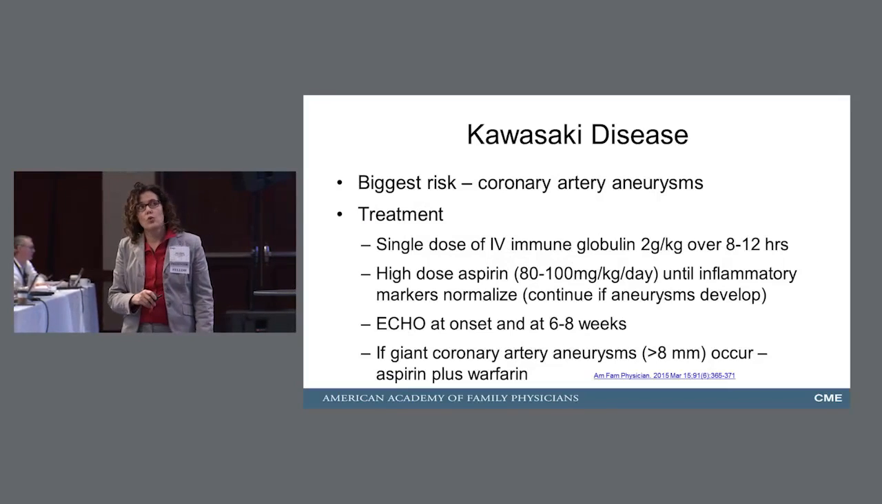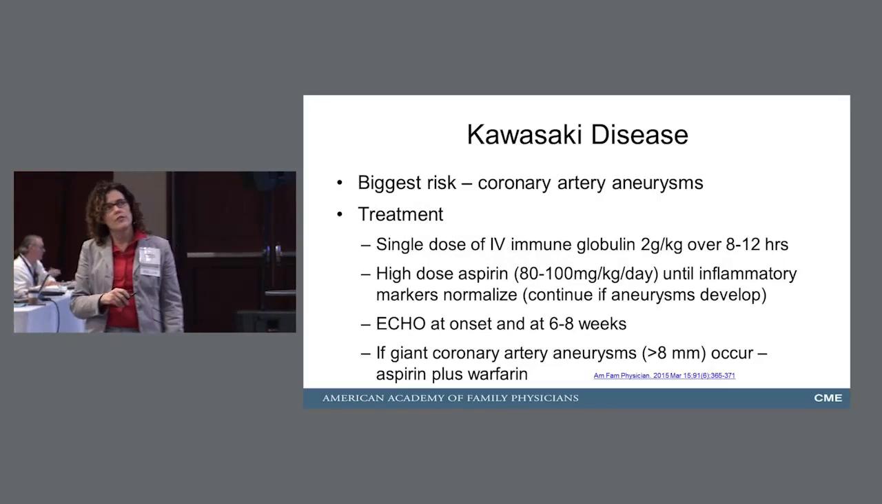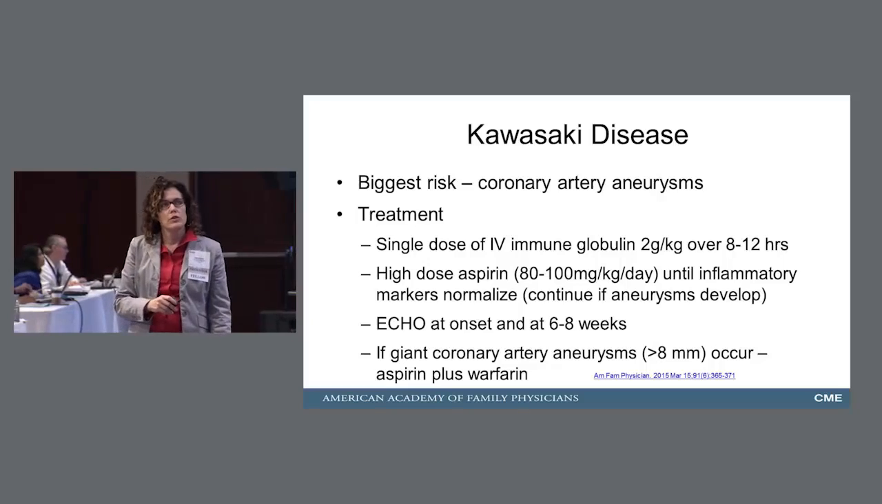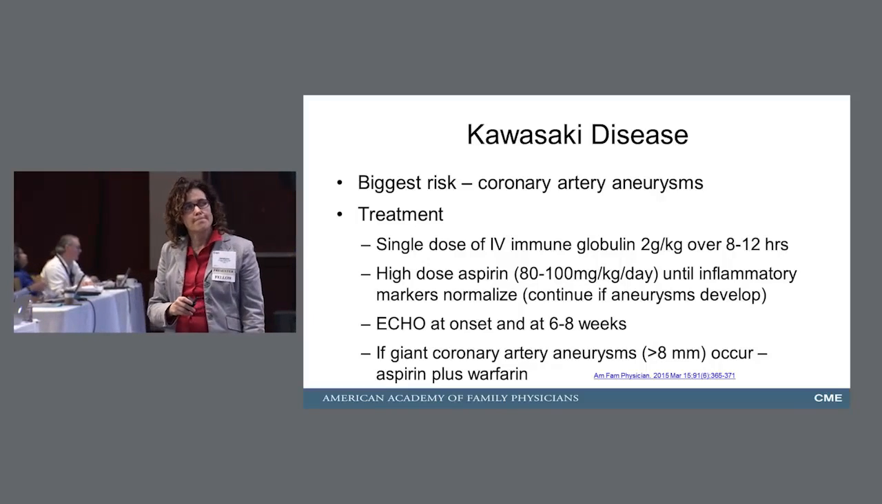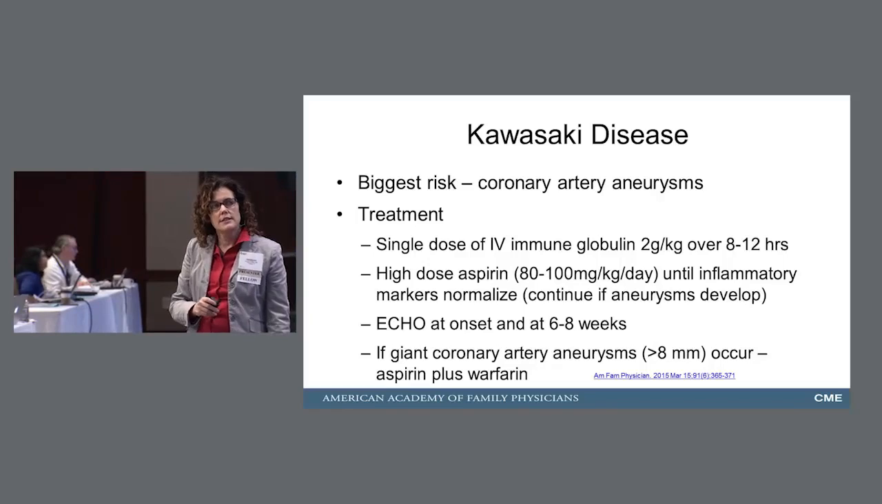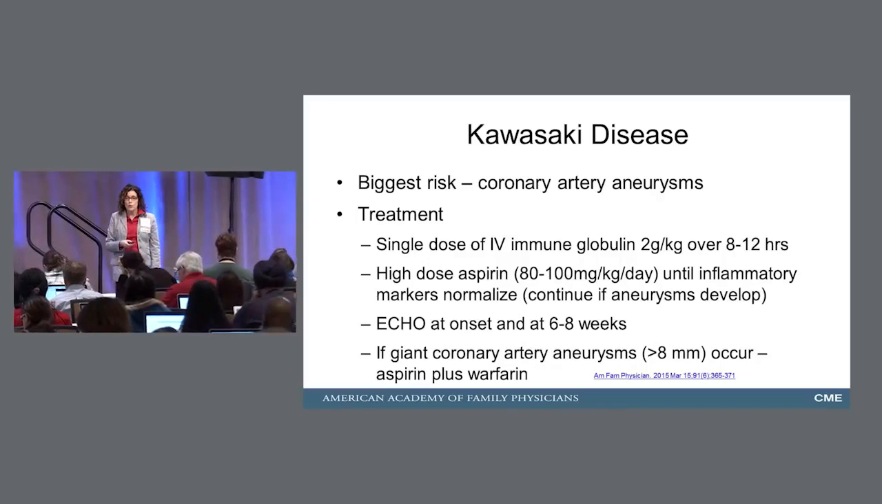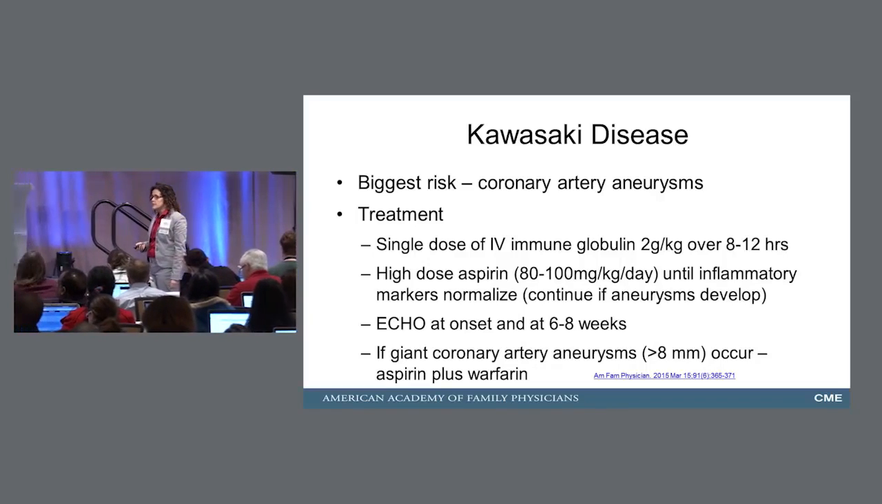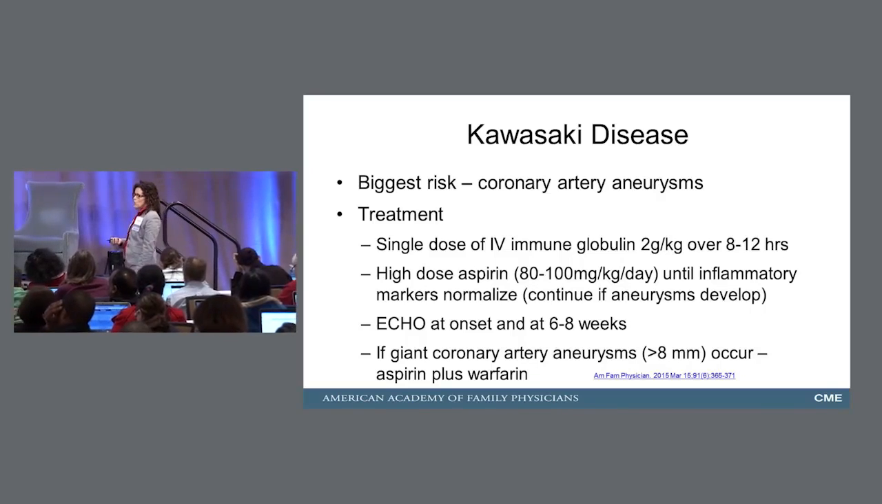So the risk of this is coronary artery aneurysms. So we give the single dose of IV immune globulin. You give high-dose aspirin. You do an echo at onset and at 6 to 8 weeks. And if they do end up with one of these giant artery aneurysms, they have to be on aspirin and warfarin.